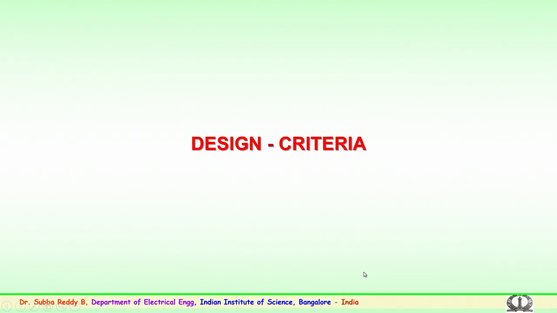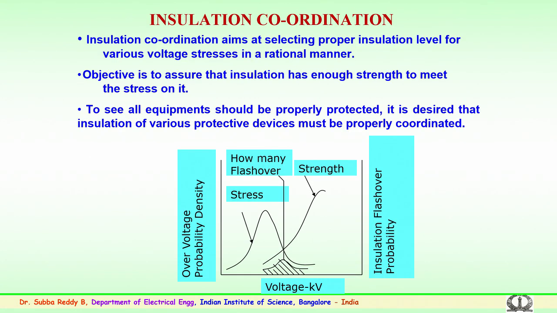So, we see about the design criteria which is being used for the transmission insulators. Very important is the insulation coordination, which the high voltage engineers have to be careful about while designing the insulation, particularly for the EHV and UHV transmission levels. Insulation coordination mainly aims at selecting proper insulation level for various voltage stresses in a rational manner. Its main objective is to assure that insulation has enough strength to meet the stress on it.